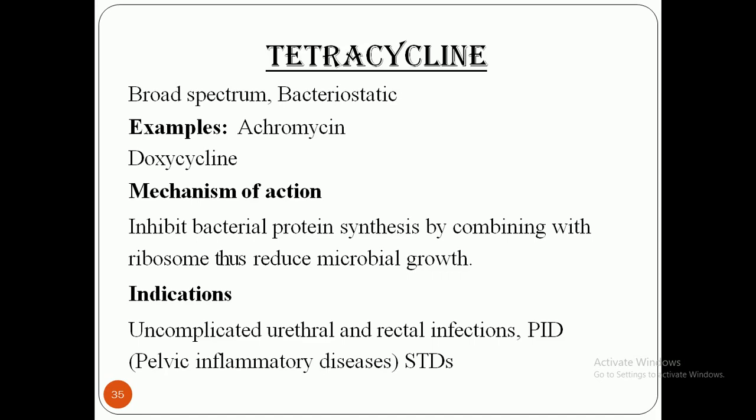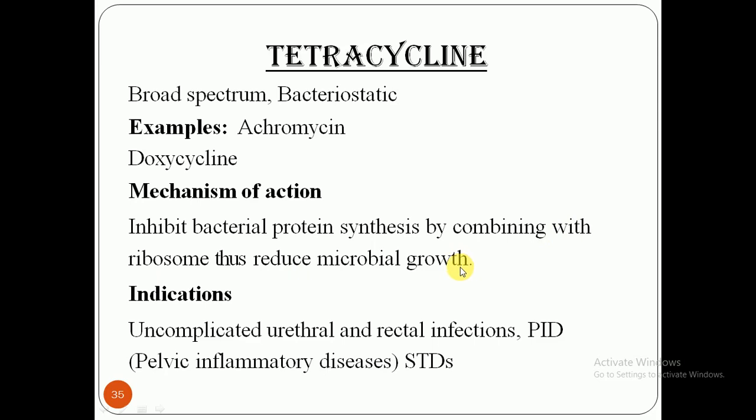Another drug is tetracycline. Tetracycline belongs to another group that is called broad spectrum as well as bacteriostatic. As we know, how can we differentiate between bacteriostatic and broad spectrum? The classical examples of the tetracyclines are aureomycin and doxycycline. The mechanism of action of tetracycline is that it can inhibit bacterial protein synthesis by combining with the ribosome, thus reducing the microbial growth.